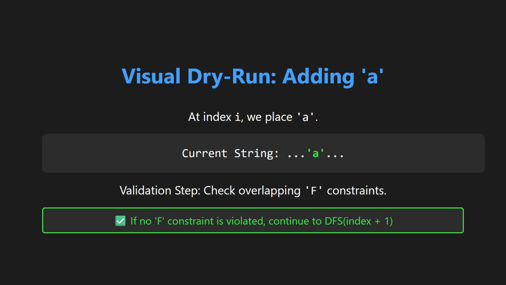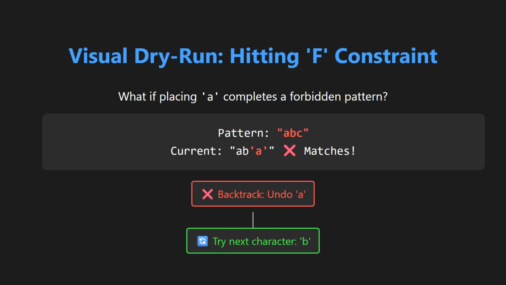What happens if our choice is invalid? Suppose we place an A, but our validation check hits an F constraint. This means our current path is invalid. In this case, we backtrack. We undo the choice of A, and move on to try the next character, B. This recursive backtracking continues until we find a valid configuration for the entire string. At index 1, deciding what to place, and index 0 is already A, placing B at index 1 would complete the forbidden word AB. Our DFS must recognize this, mark B as forbidden, and skip it.